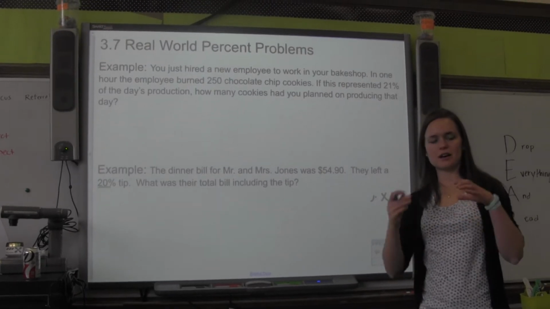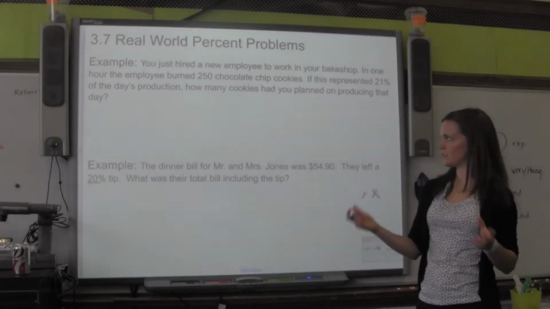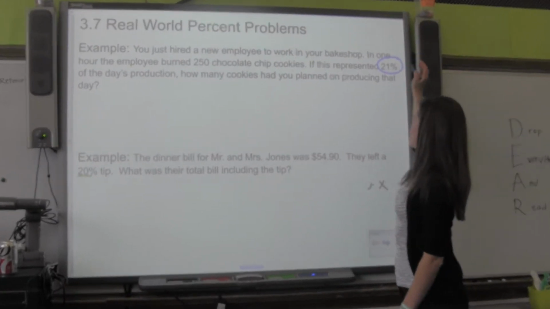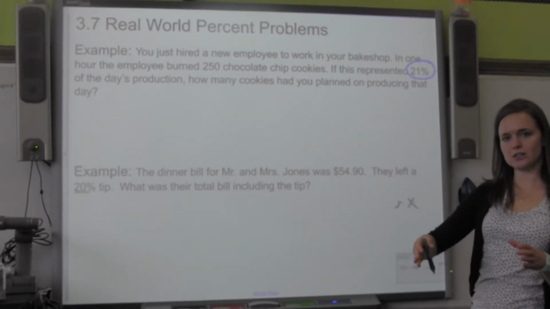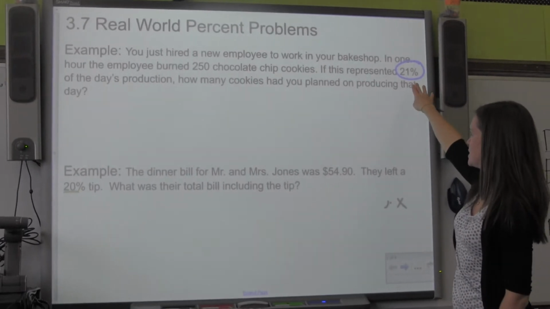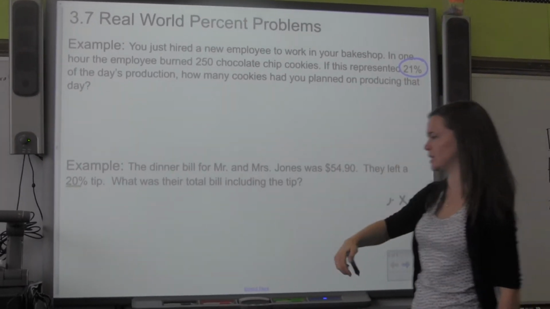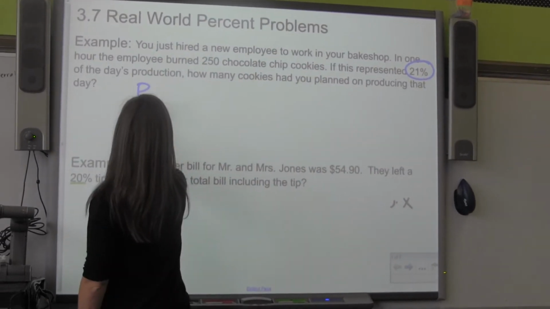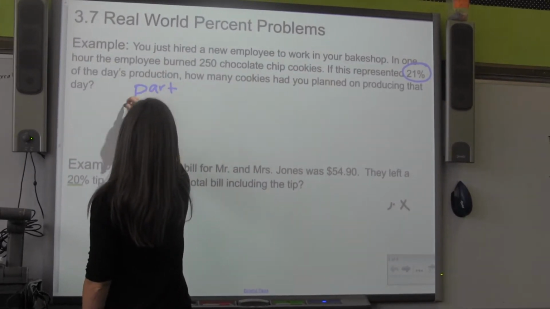So we're talking about a part, the part that they burned, versus a whole, all the cookies that were made. And we're given the percent. So saying that if there were 100 cookies in our batch, 21 would have been burned. We want to know how many there were actually in our batch. So we're going to set up our percent proportion. Part over whole.